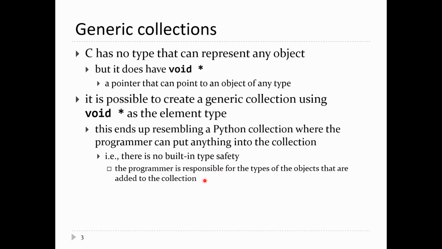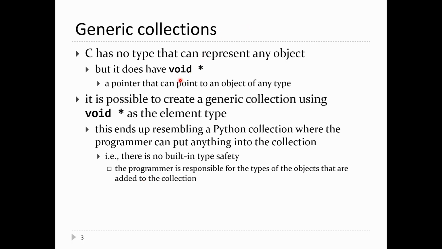So what that means is now you lose type safety, you get genericity. The programmer is now responsible for the types of all the objects that they put in and take out of the collection. So this is what we're going to end up doing in C as well.